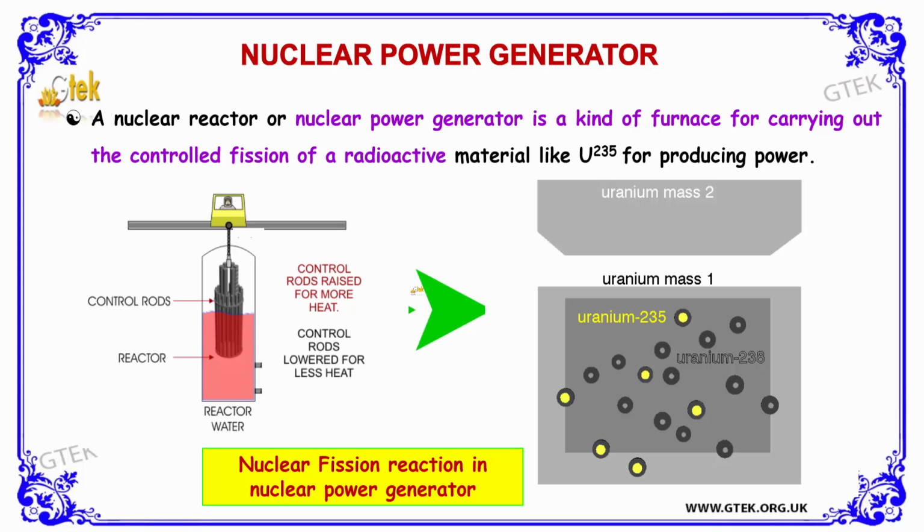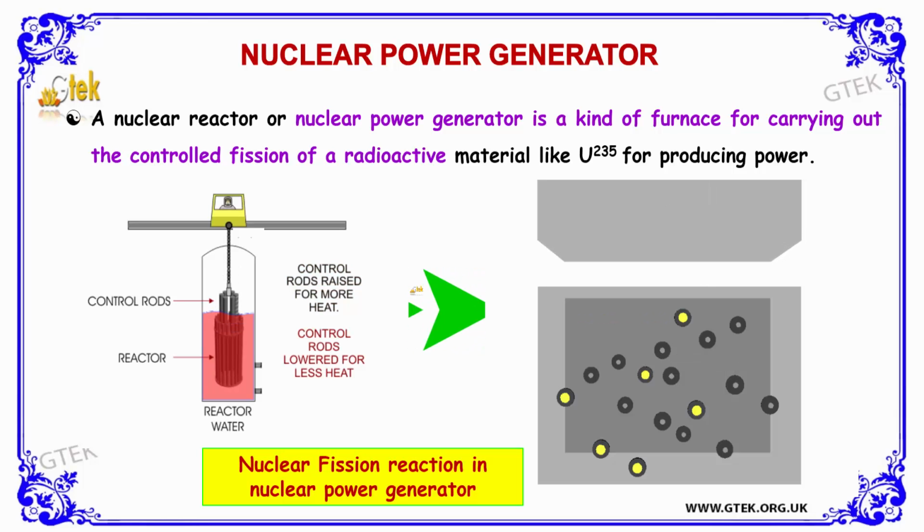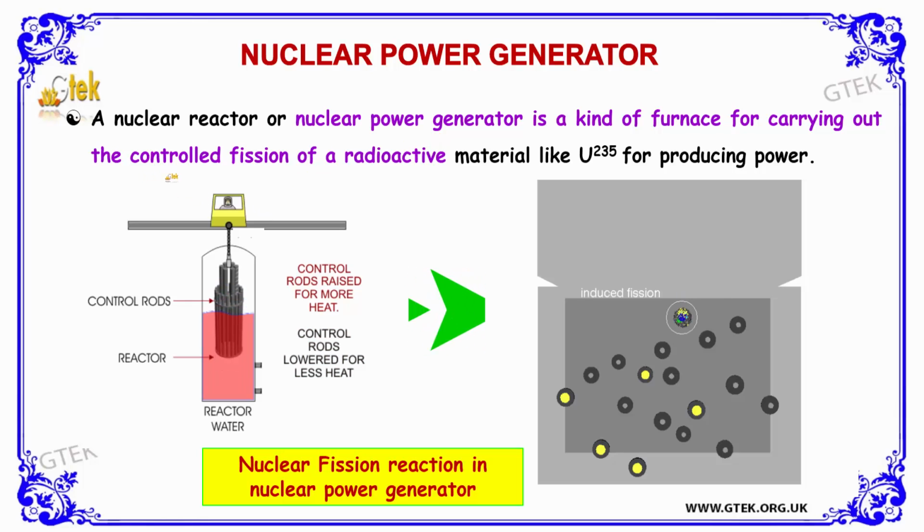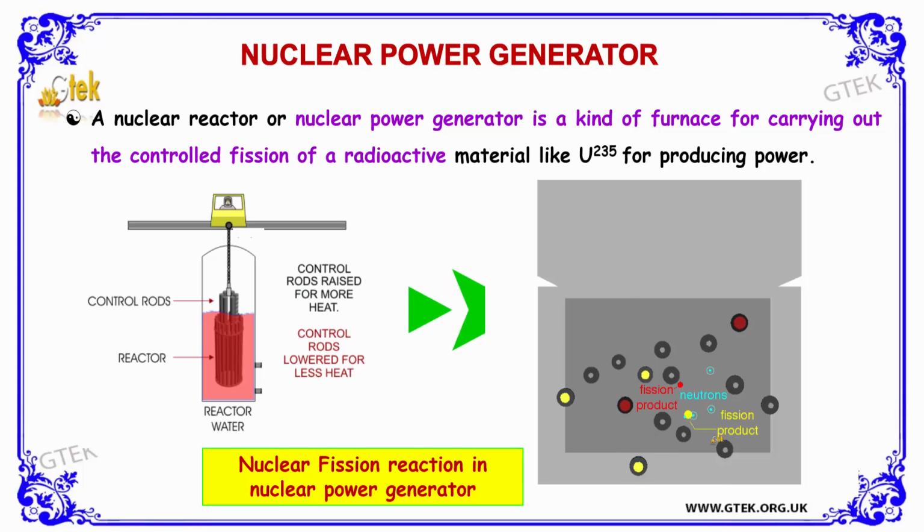Here is a nuclear power reactor. A nuclear reactor or nuclear power generator is a kind of furnace for carrying out the controlled fission of a radioactive material like uranium-235 for producing power. You are able to see the nuclear fission reaction in nuclear power generator. You are able to see the control rods, the reactor and reactor water.